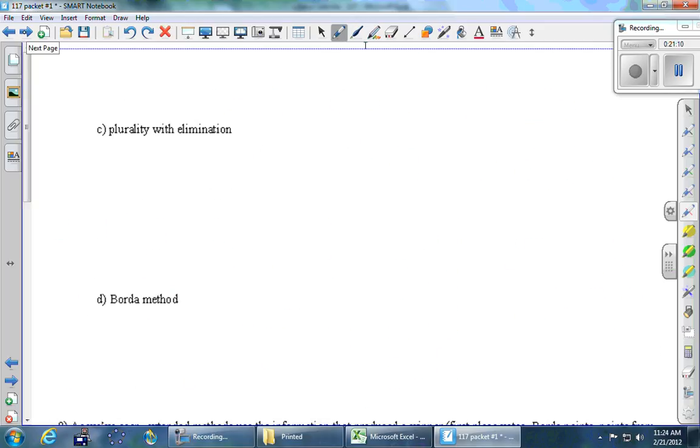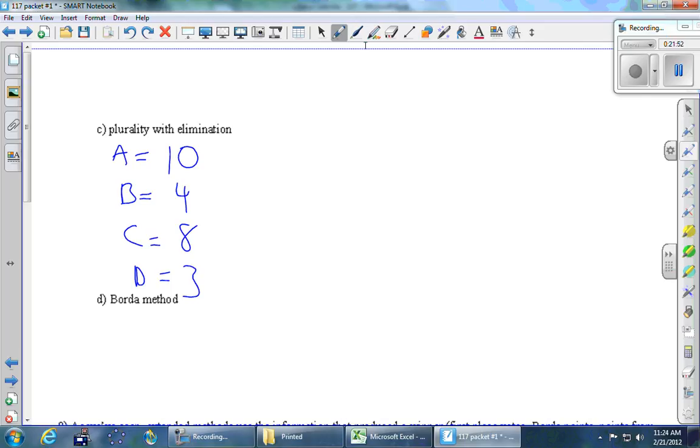Plurality with elimination. Okay, the first step of this. Okay, so we're doing the top one, the plurality with elimination. The first step is just the plurality numbers, which are the same as they were before. Somebody refresh my memory. It was 10, 4, and 4, 8, 3. That's what we had before.